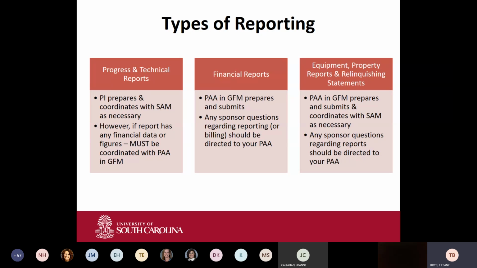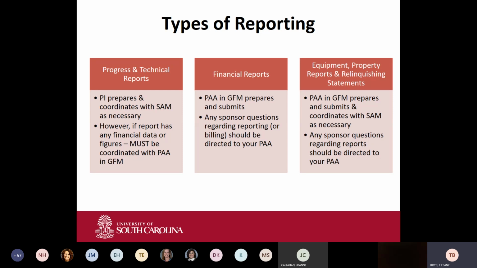Again, they're happy to copy you on the response so that you're in the loop. It's not an attempt to keep you out of the loop. It's just we need to make sure that we're answering the question and being consistent in the way we're responding to the sponsor across the board with everyone that we deal with.